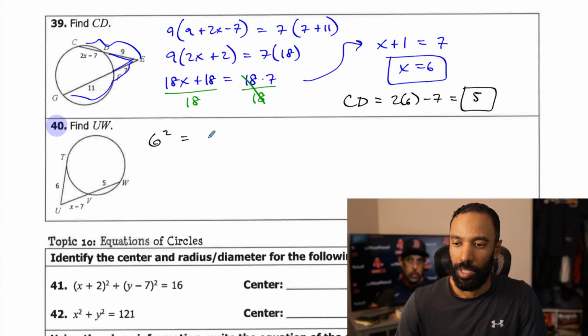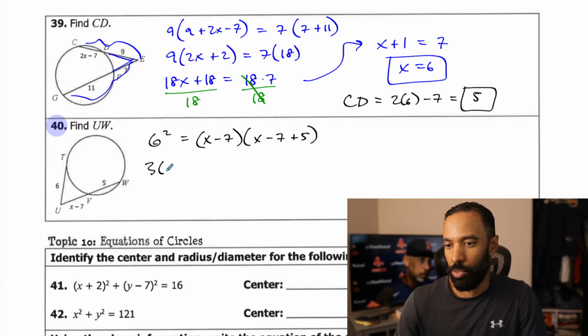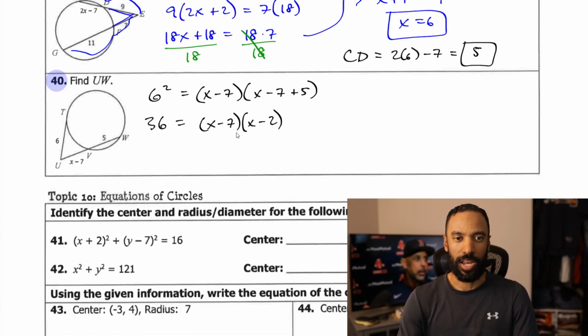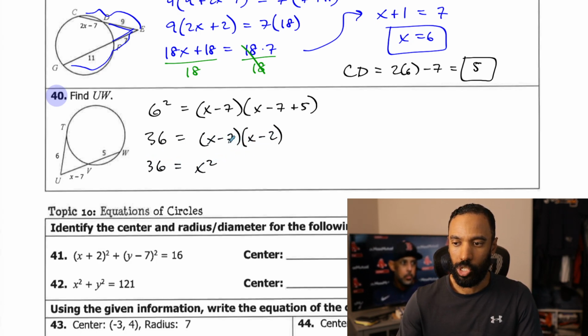That works. The outside here is x minus 7 times the whole. Remember, that is x minus 7 plus 5. So 36 equals x minus 7 times x minus 2. This is a quadratic by nature. It is factored, but it's not set equal to 0. So I must distribute this right here and get x squared minus 2x minus 7x plus 14.